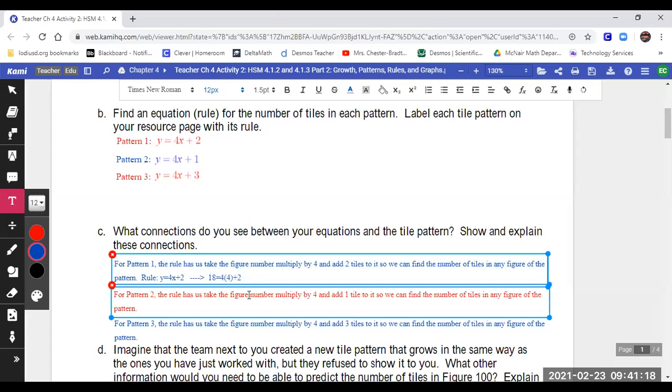Right, yeah. Did it again. So does 18 equal 16 plus 2?